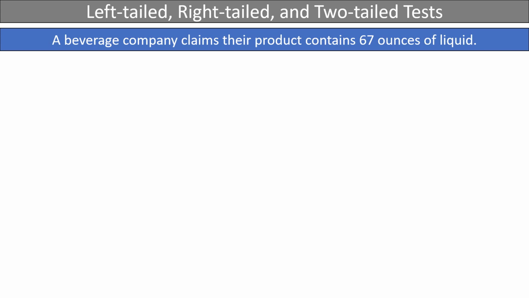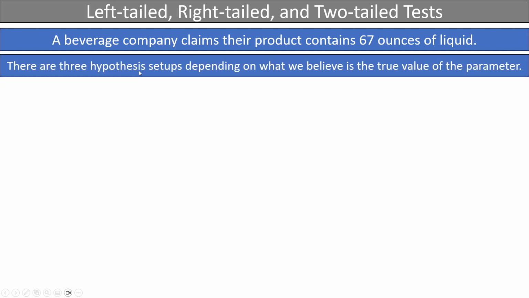Most of the hypothesis tests that we will conduct will not be written out in words, but instead will be written out using statistical symbols, such as mu or p. For example, let's say that a beverage company claims that their product contains 67 ounces of liquid. There are 3 different hypothesis test setups depending on what you believe to be true about the value of the parameter. The default position, which is going to correspond to our null hypothesis, relates to the claim that this beverage company has made, that on average, their product contains 67 ounces of liquid.